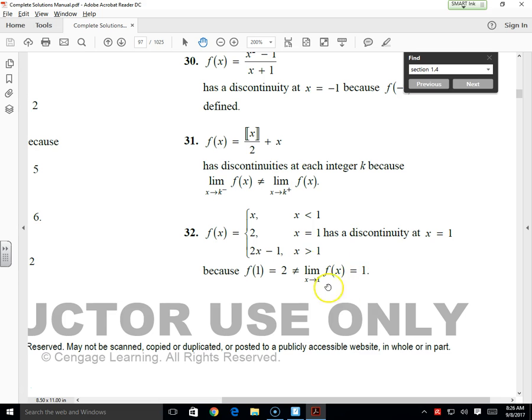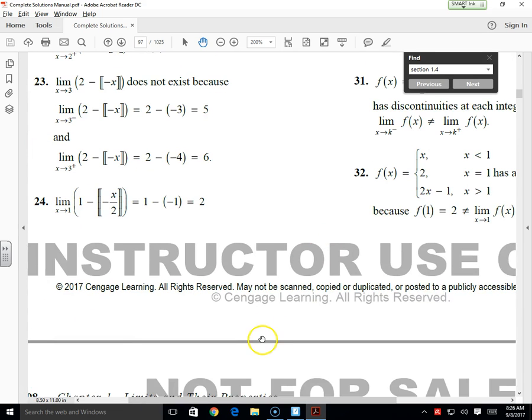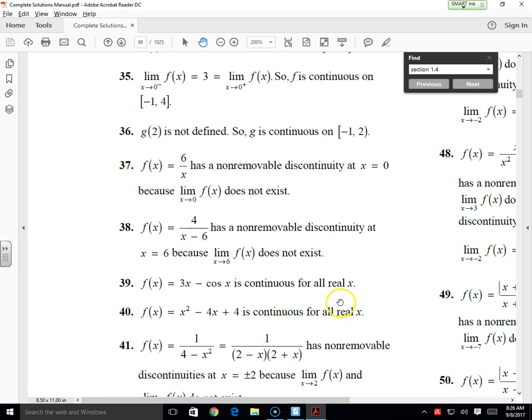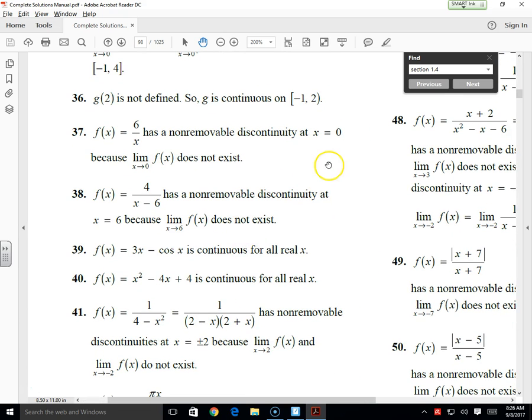The function is not continuous. The limit works. The function works, but they do not agree. Next one, number 38? The limit does not exist because from one side of the vertical asymptote, non-removable discontinuity, it's going to infinity. From the other side, negative infinity. The limit does not exist. It's a non-removable discontinuity.